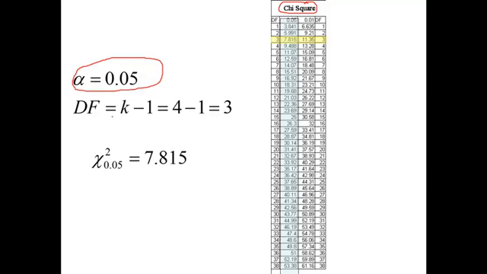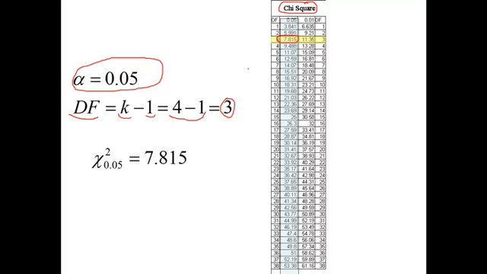0.05 significance. We do degrees of freedom, which is k, the number of categories, minus 1. So there are 4 types of candy, subtract 1. This gives us 3 degrees of freedom. And where the row and column intersect gives us that right there.